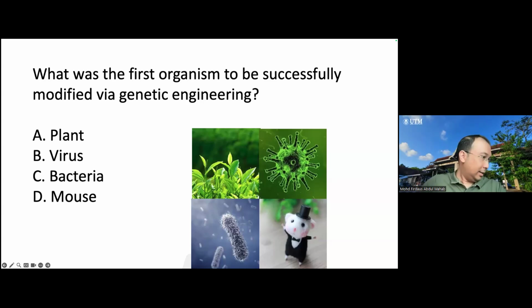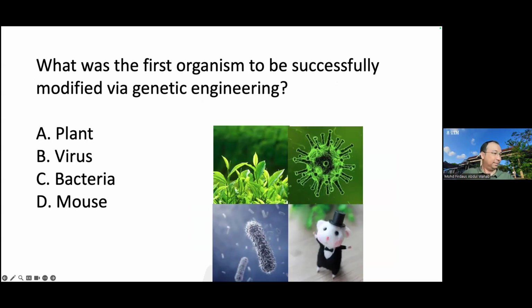So this is a bit tricky, looking at the slowness in the answers coming in. So Yuda answered B, virus. Anyone wants to say something else? C, bacteria. Anyone wants to say plant or mouse? No idea. All right. So the answer is actually bacteria, C. Yeah. So Zul, Kifli, congratulations.